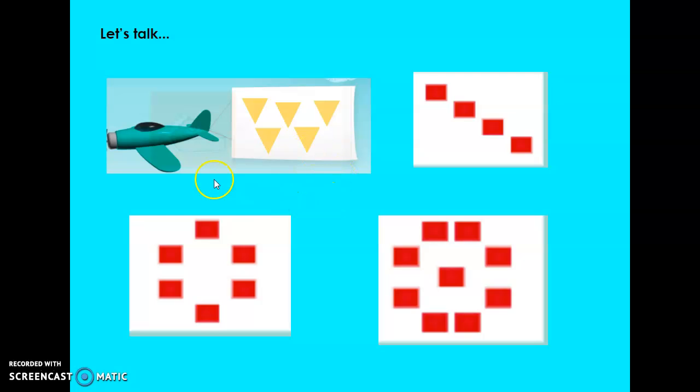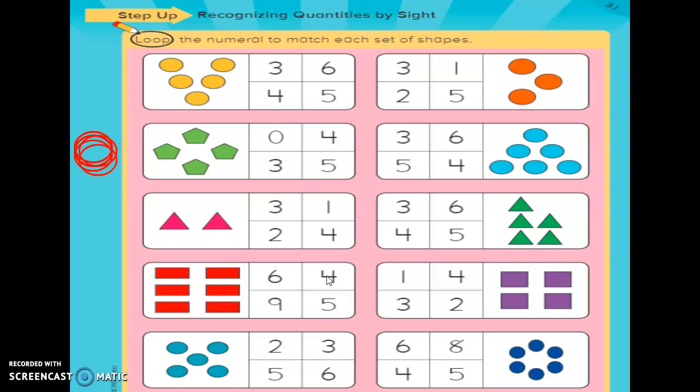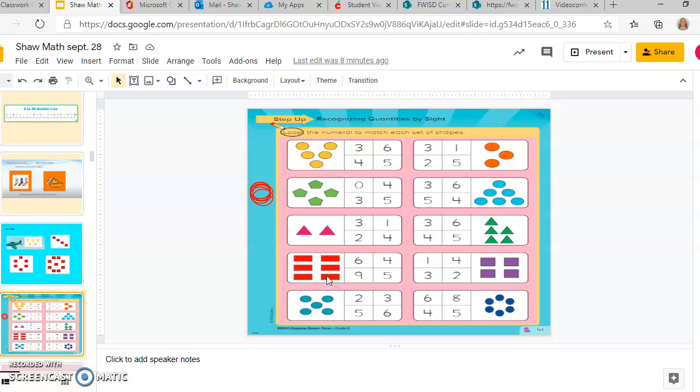So your job is to count the objects in the set and say what you are going to be working on. You have to be in this mode though, you can't be in present mode. You're going to count the set of objects, and then you're going to take your little red circle and put it over the number that shows the set.